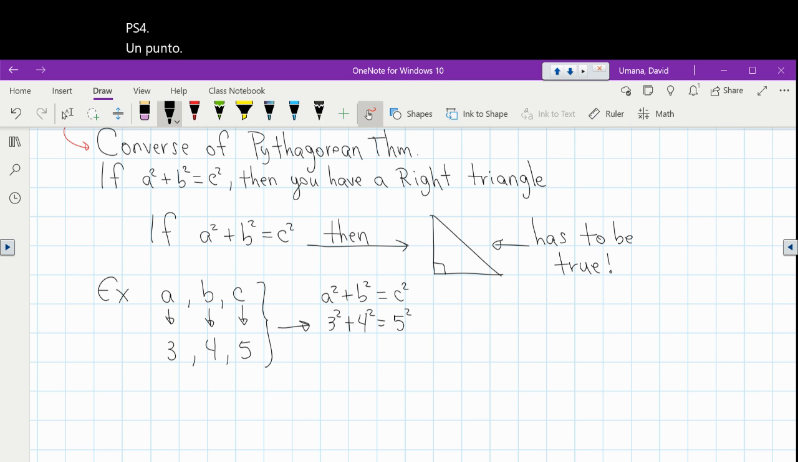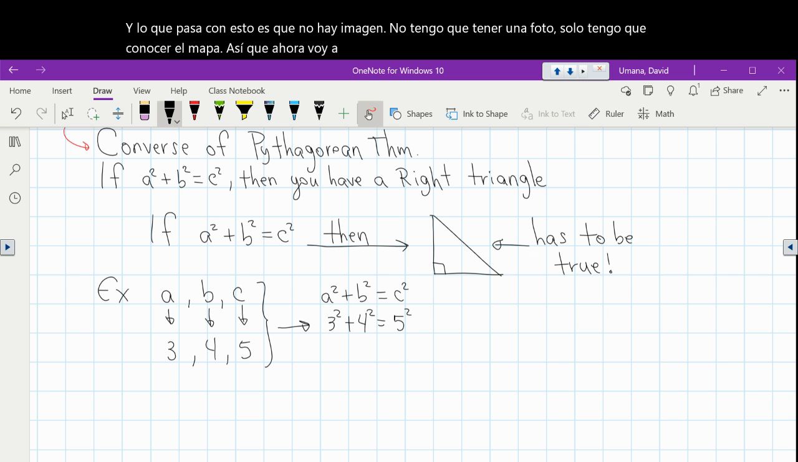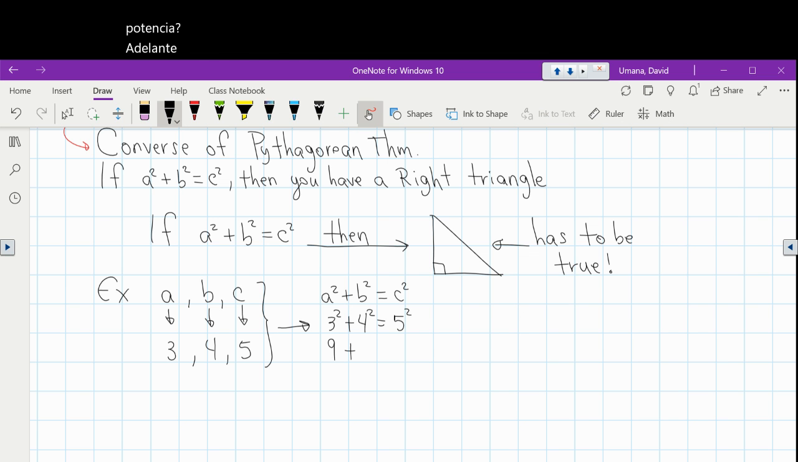And the thing about this is that there's no picture. I don't have to have a picture. I just have to know the math. So now I'm going to say, anybody call it out? What is 3 to the second power? 9. 4 to the second power. 16. And 5 to the second power. 25. So how much is 9 plus 16 together?